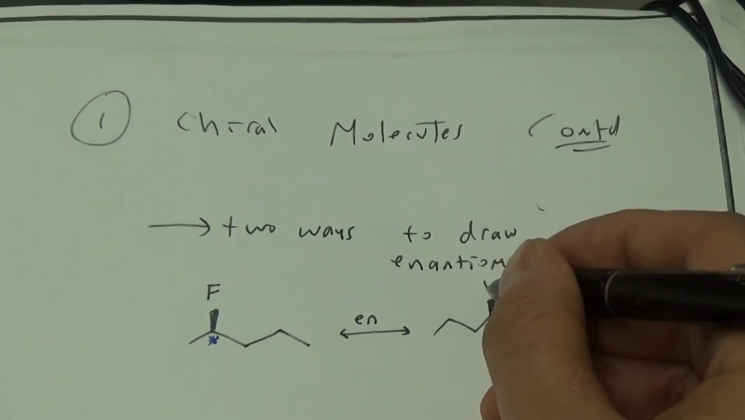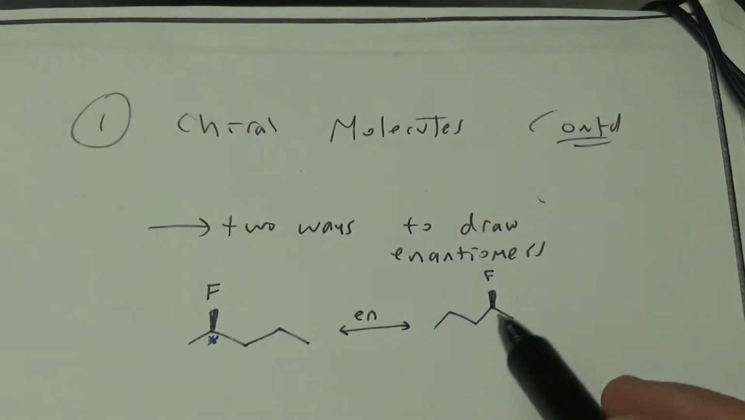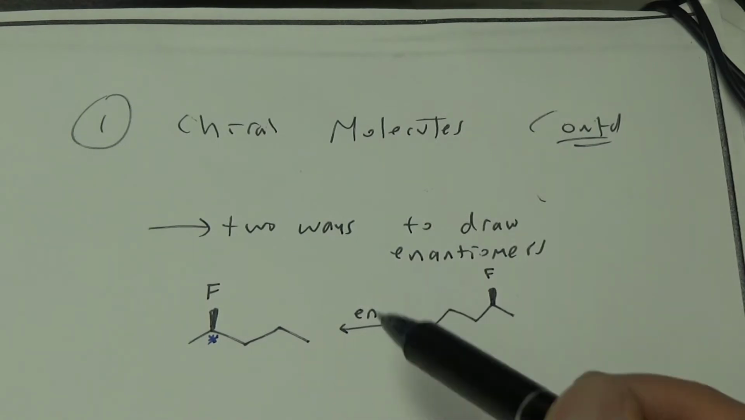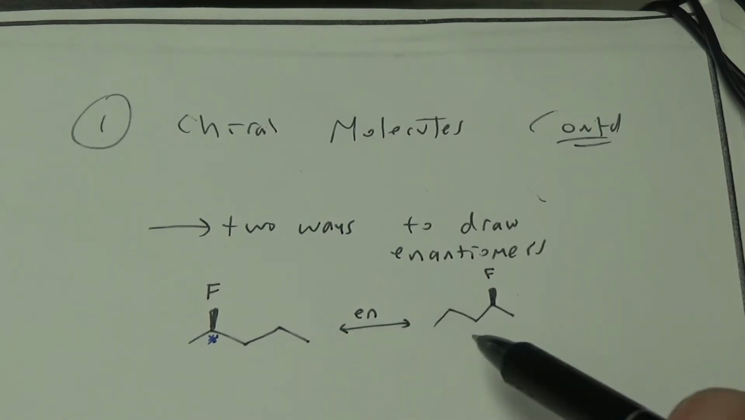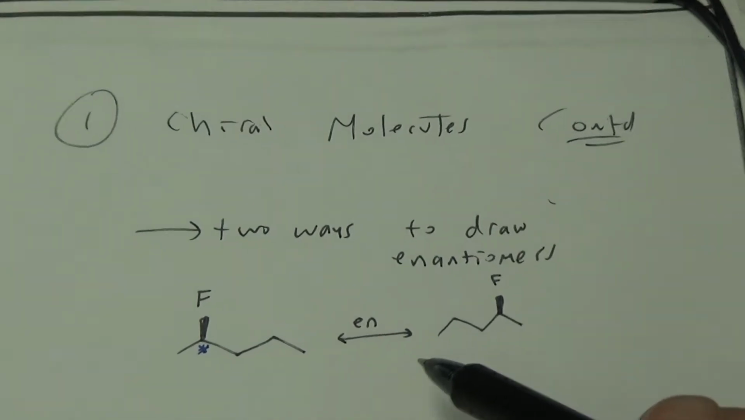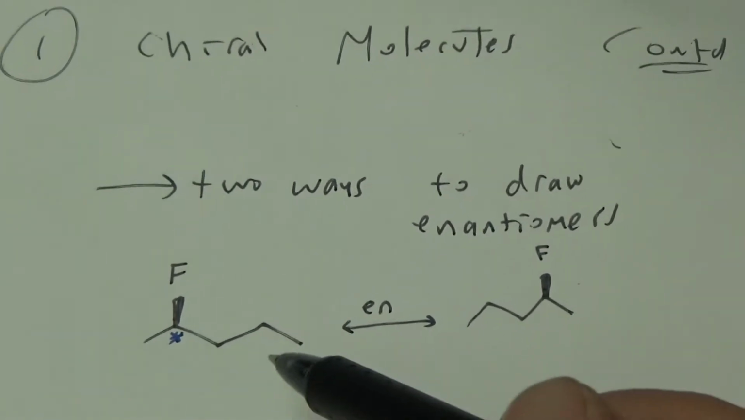And you can draw the enantiomer just by drawing the mirror image, right? That is clearly the mirror image. That is, this and this are mirror images. You can see, oh, there's the mirror plane. Those are mirror images. But this is not a superimposable mirror image. These are unique molecules by the definition of an enantiomer.